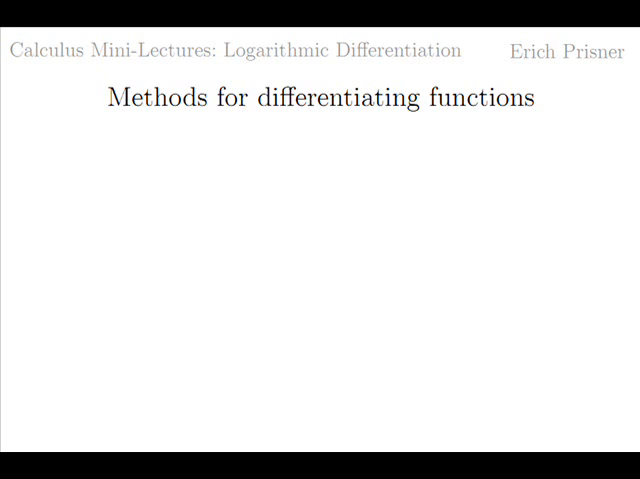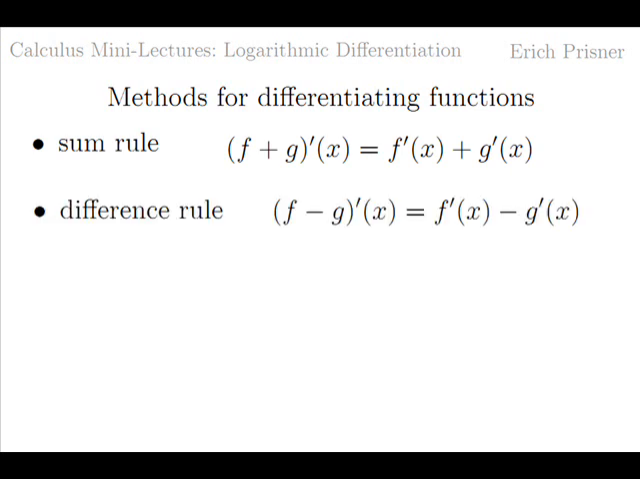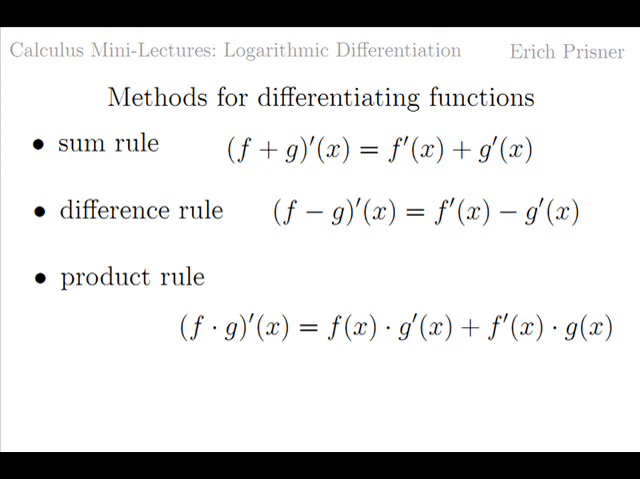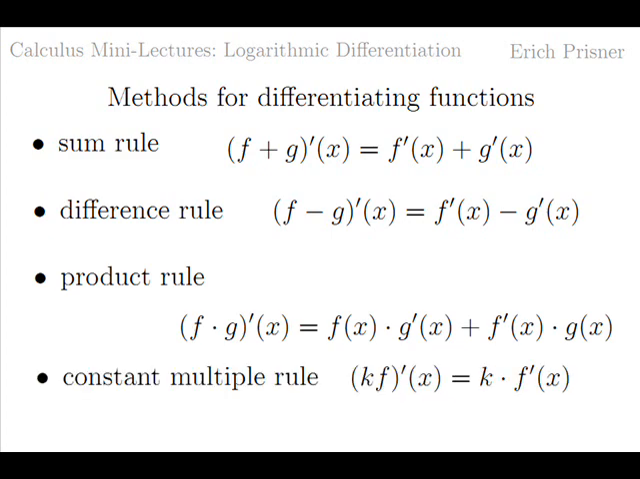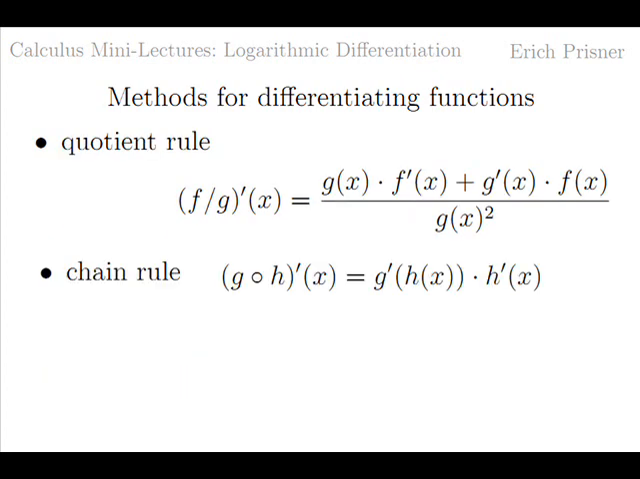Let me briefly review these other methods. We have sum rule for sums and difference rule for differences. For products, we use product rule, or if one of the factors is a constant, even the simpler constant multiple rule. For quotients, we have quotient rule, and for composed functions, we have chain rule.